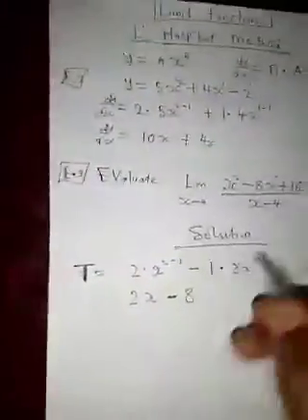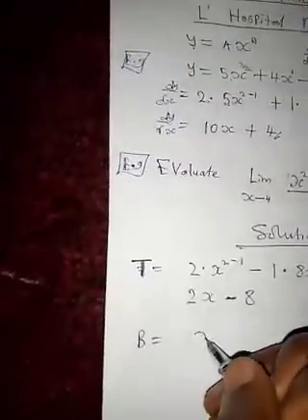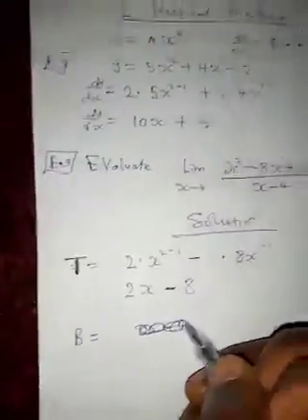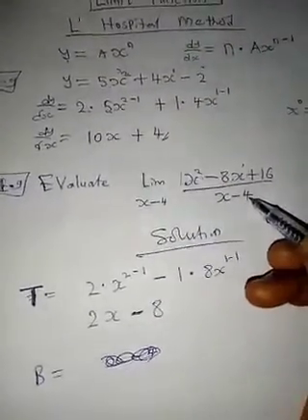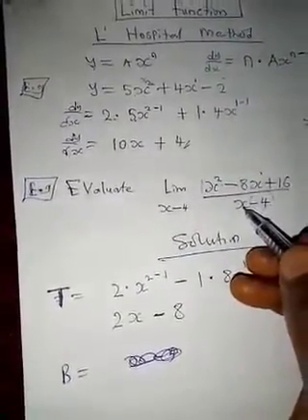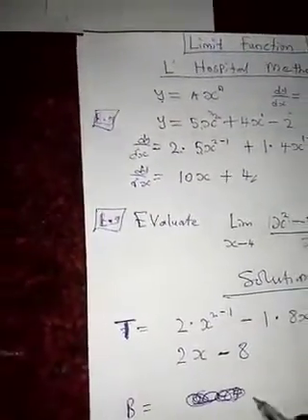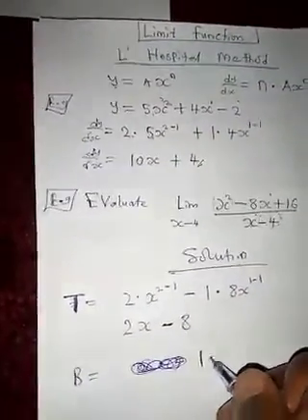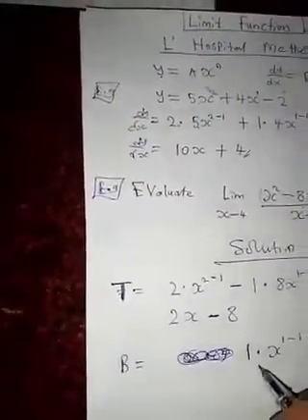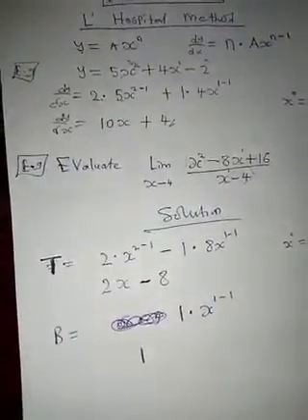So for the bottom, the denominator, let's differentiate it also. Here we're having x minus 4, and we know that this constant is already gone, which means we only focus on this x, and we know that the power of this x is 1. So the bottom will just give us the power multiplying x and we subtract 1, so that is going to give us 1, because x having power of 0 will still give us 1.